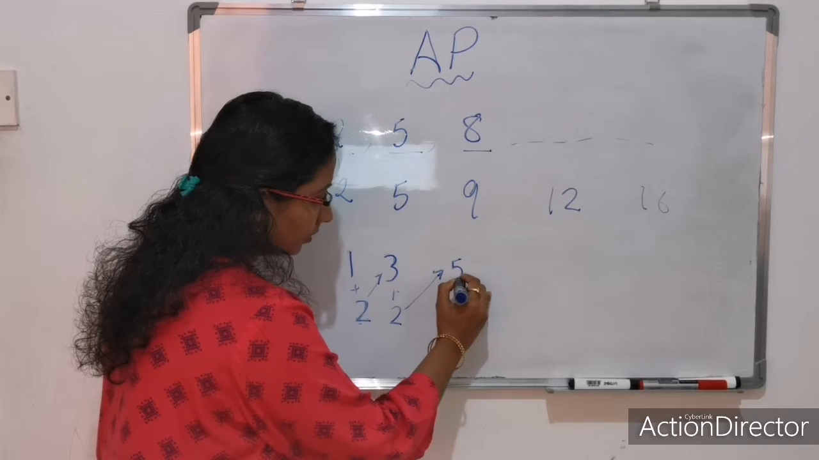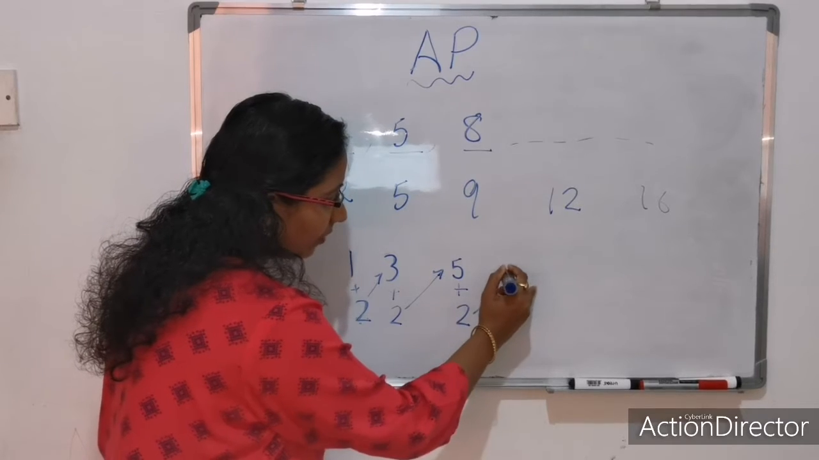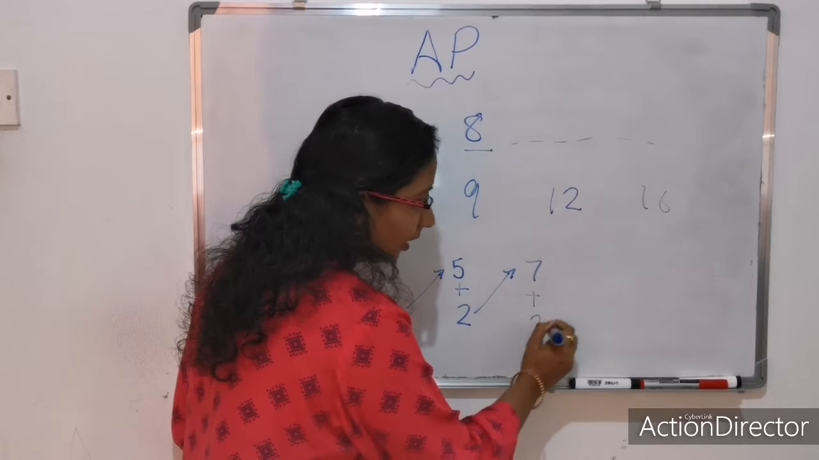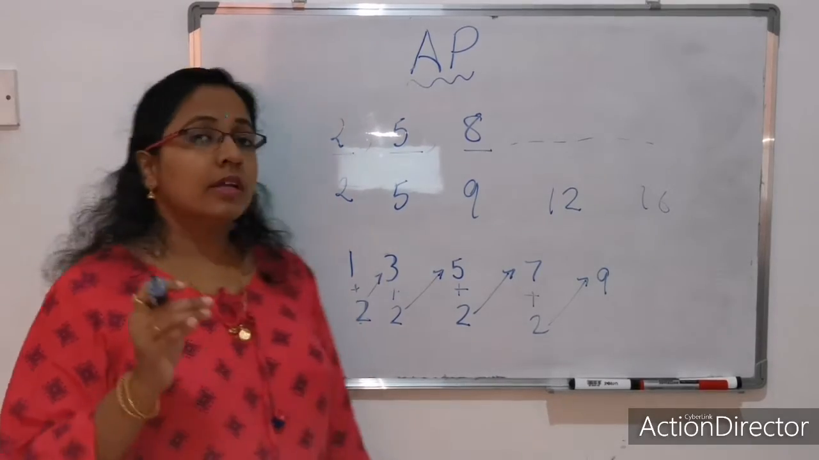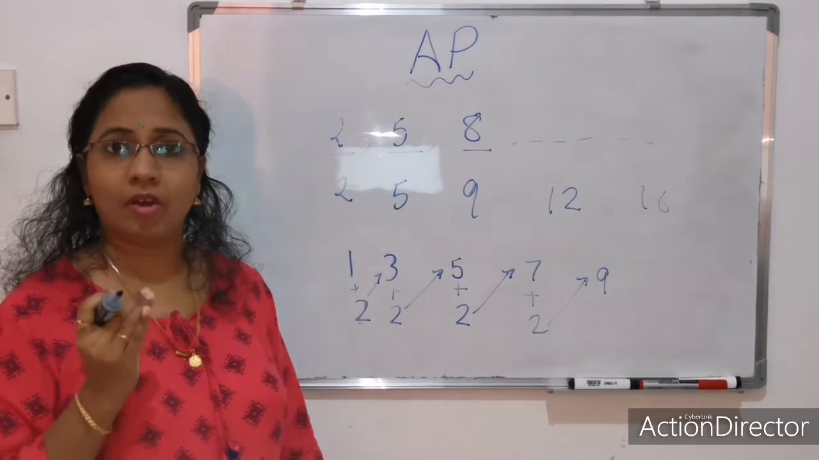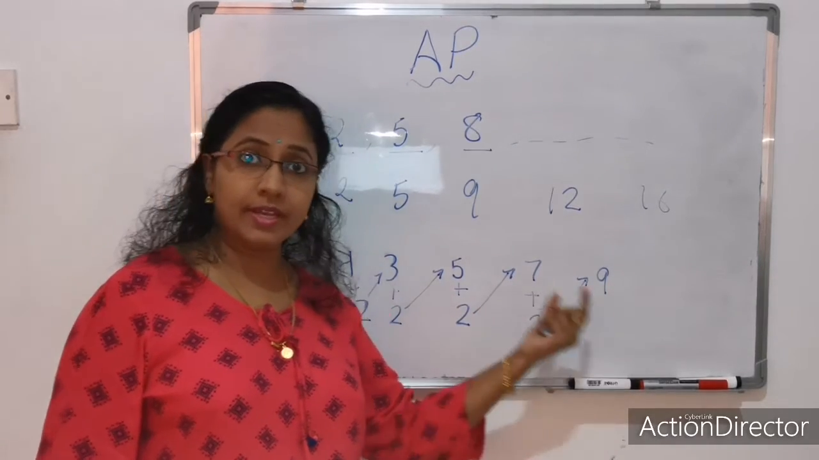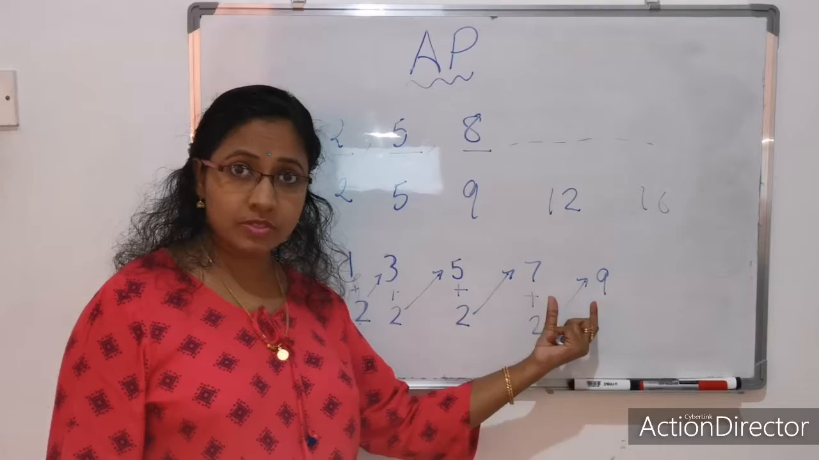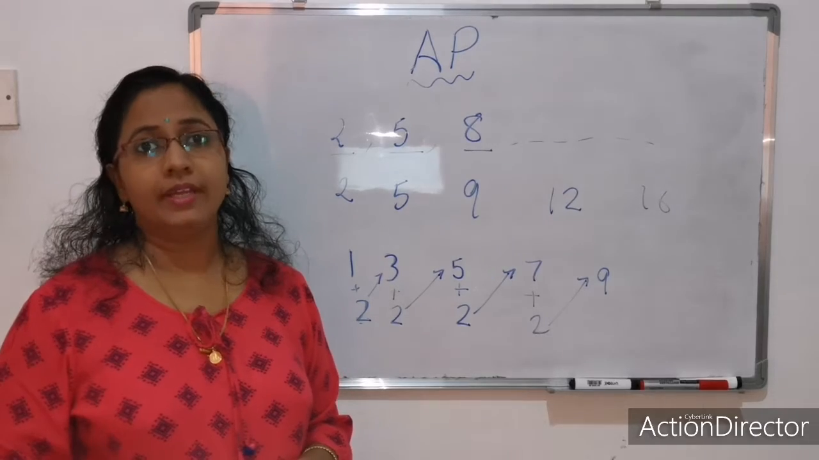So we get 5. Then I add again 2 and I get 7. Then I add again 2 and I get 9. A group of numbers in an order where the difference between any two consecutive terms of the group is the same is called an AP.